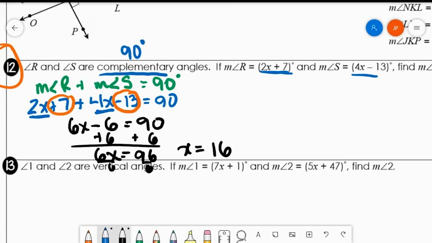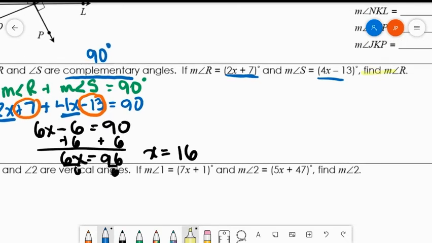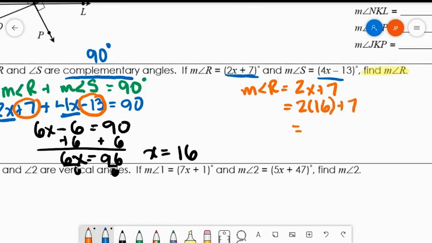But make sure you're keeping track of what the problem's actually asking you to find. They're asking me to find the measure of angle R. So let's go back to the problem. They told me R was 2x plus 7. But kind of like we did in the other problems, I know that x is 16 now, so I'll throw that in there. And when I do that, I'll find that the measure of angle R is actually 39 degrees.